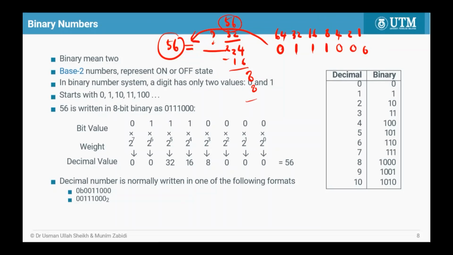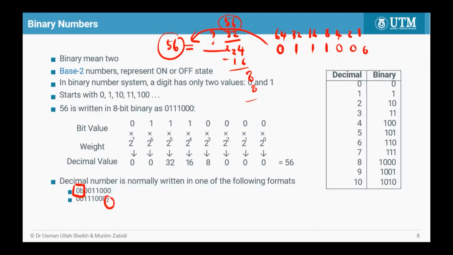Okay, and the decimal number is normally written by using this format here. Every time you see the 0 bit in front, you know that this belongs to a binary number. And sometimes you will see this, the numbers followed by this base 2, so you know that this belongs to a binary number. So this is the basics. This is the decimal number, and this is the binary representation.